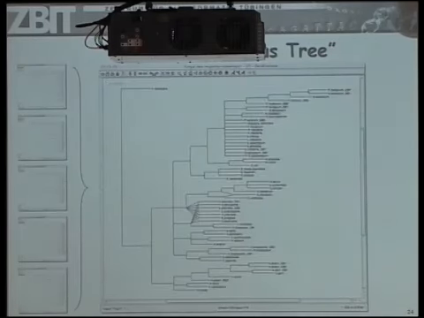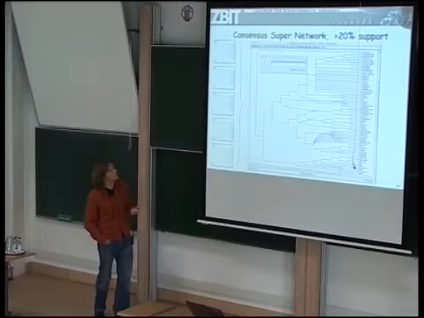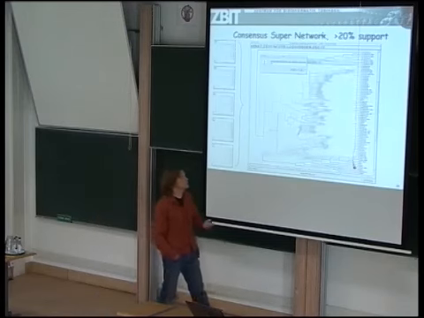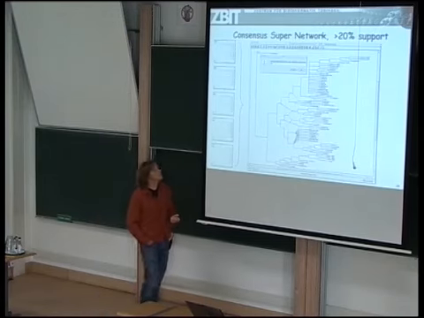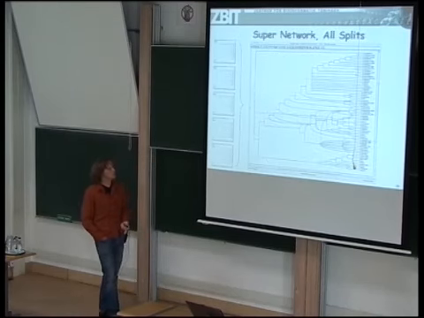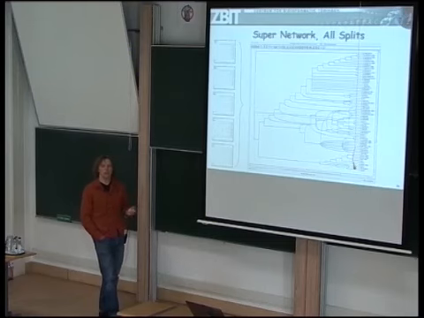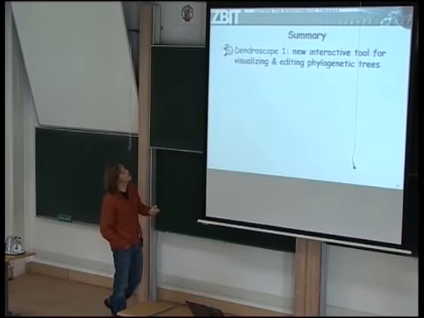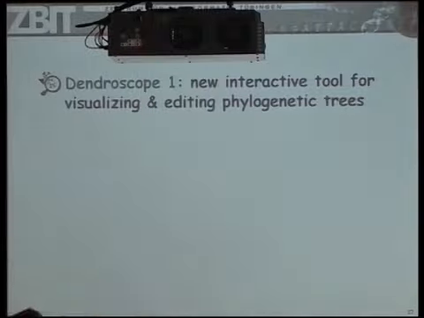And then there are different ways to look at that in Dendroscope. You can say, give me only those that have more than 20% support, then it gets slightly more complicated. Or you can say, just give me all the splits in the whole split set. And this is a way to also compare trees. If you just want to compare the trees, how similar are they? Just do this.